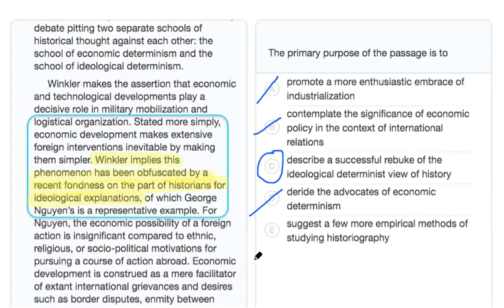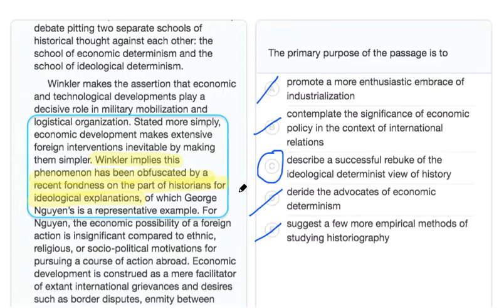Lastly, choice E might look like a good answer at first because the passage does explain two different ways to view history. However, the passage is more about pitting the two against each other, not making suggestions. So this answer is incorrect.